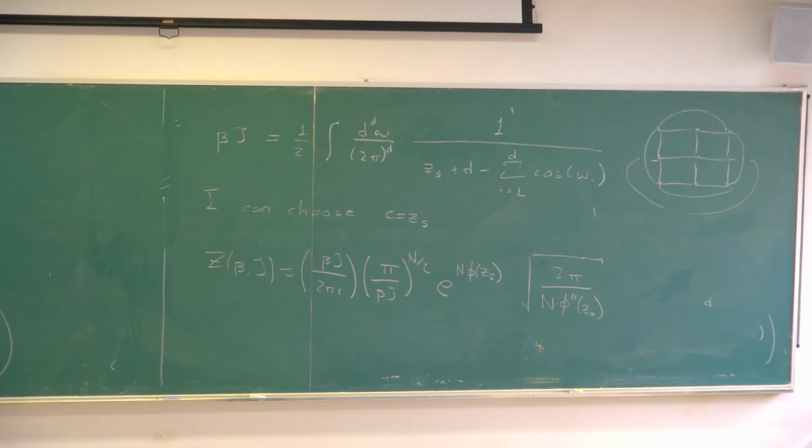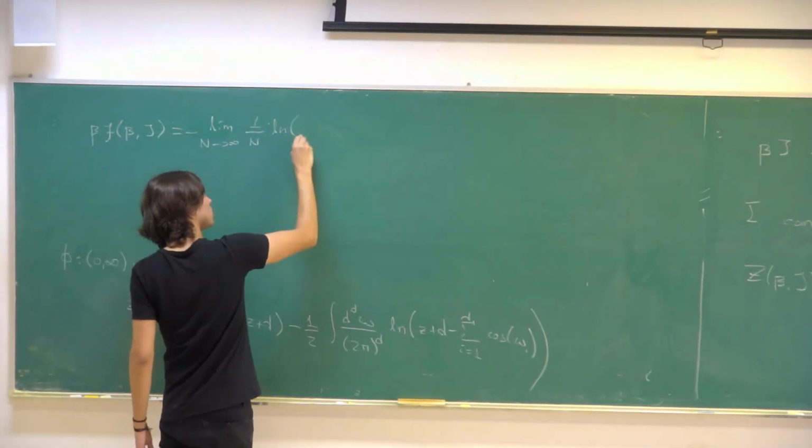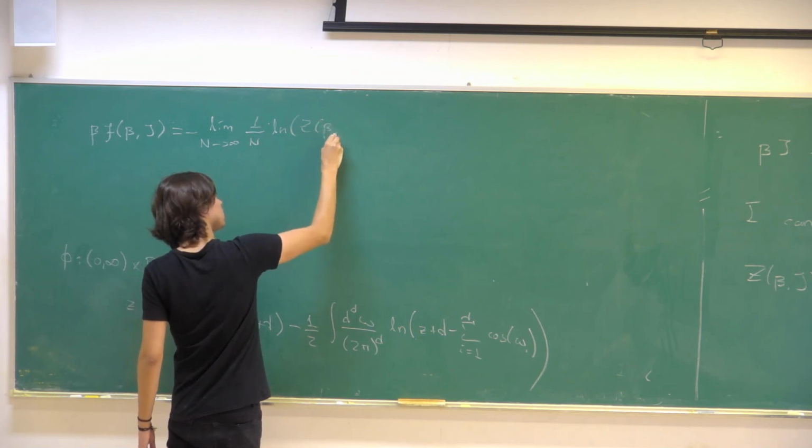So the free energy, we're going to calculate the free energy per vertex or per site. So that's the limit. It's minus the limit as n goes to infinity of 1 over n, then the logarithm of theta beta J.